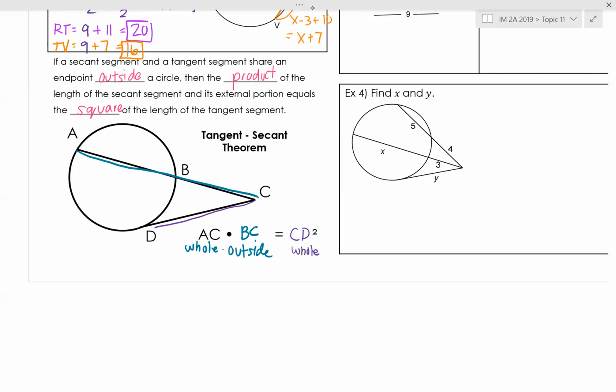Really, you could think about it using the same formula as we did with the secant, because the whole tangent is all outside the circle. So you could still use the idea of whole and outside. It's just that those two values are the same. That's why it ends up squared.